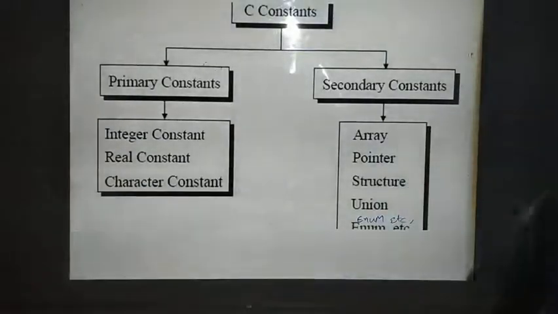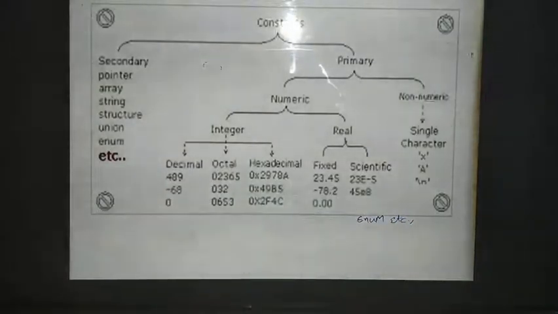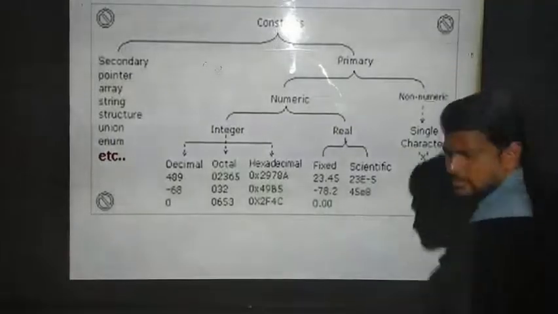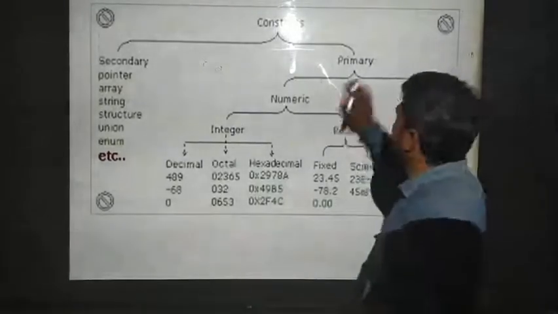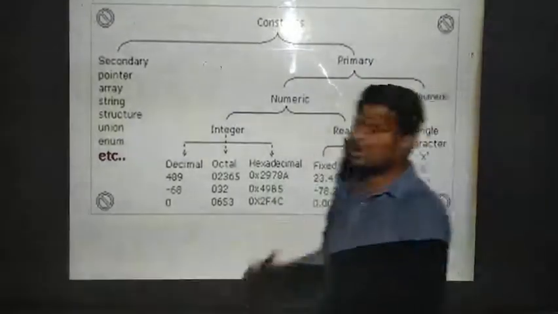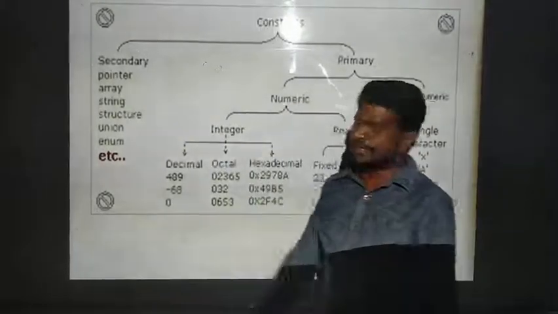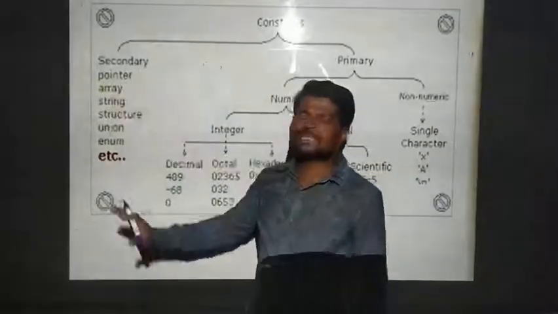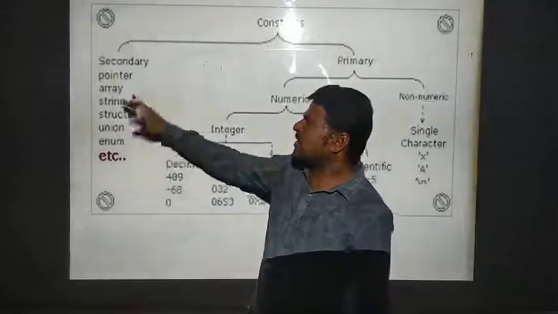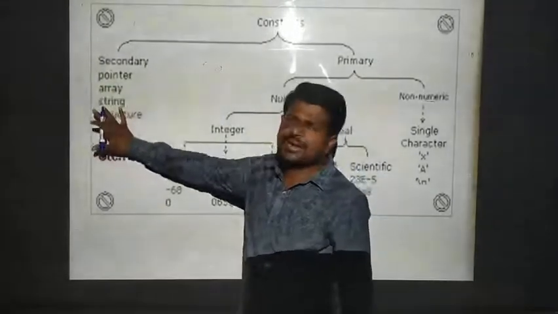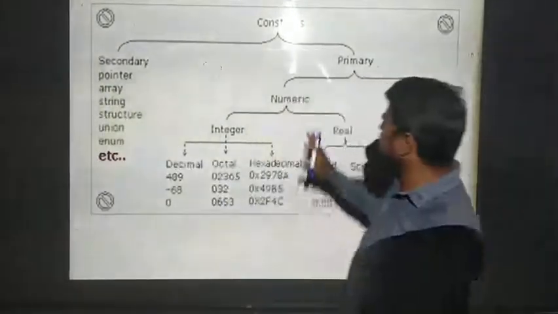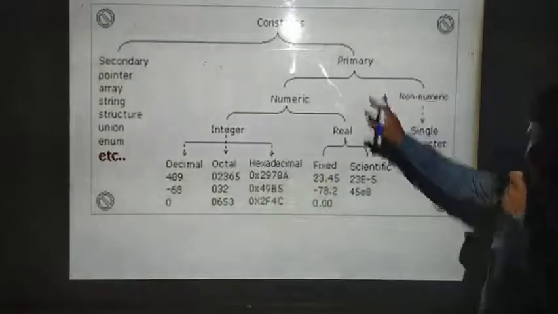These are the secondary constants. In primary we won't talk about secondary constants. These secondary constants will be discussed at the time we are learning about user defined data types. Here just learn about these primary constants.